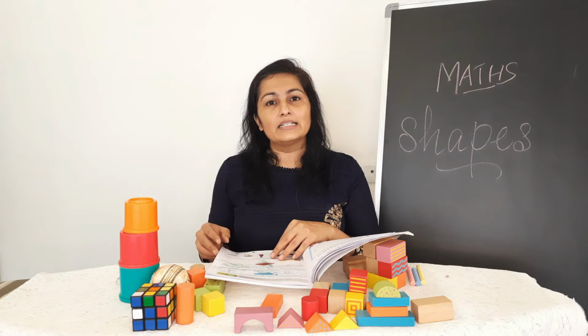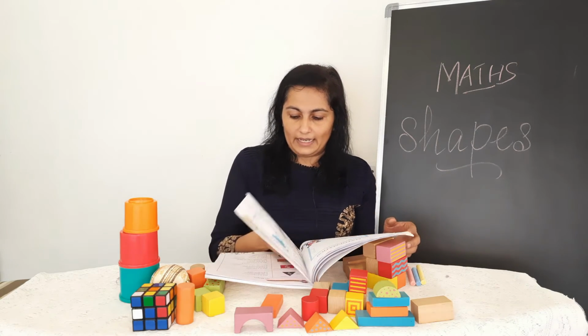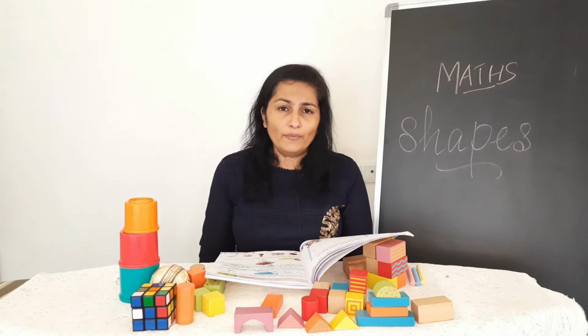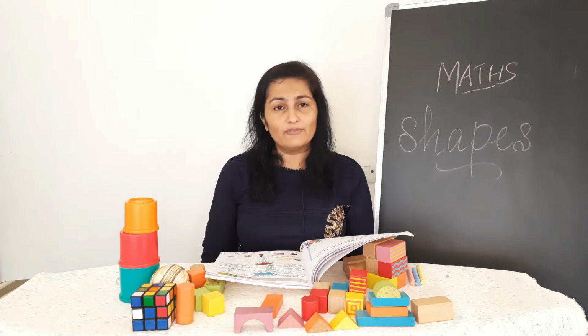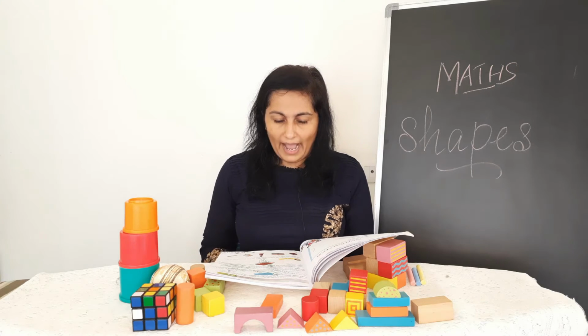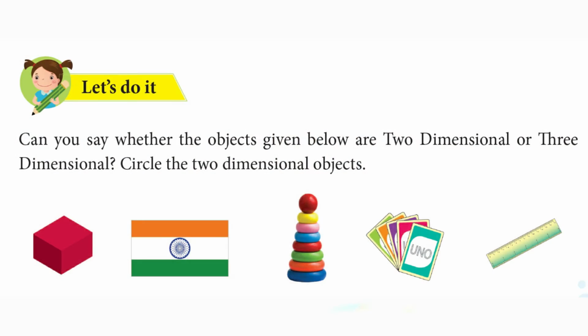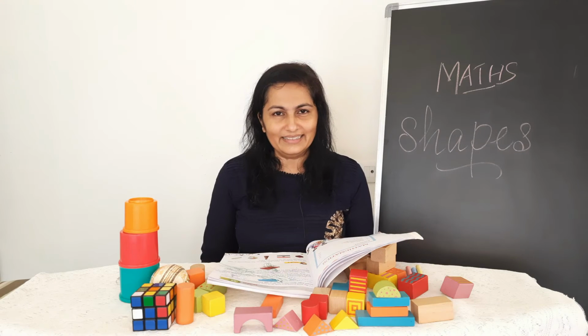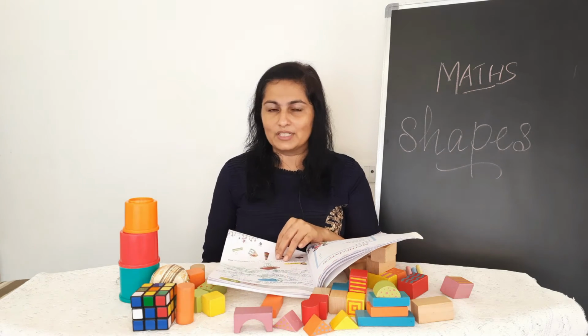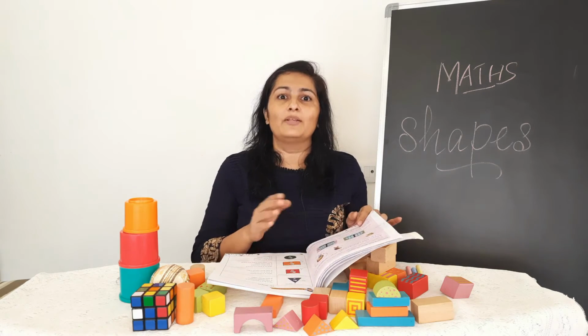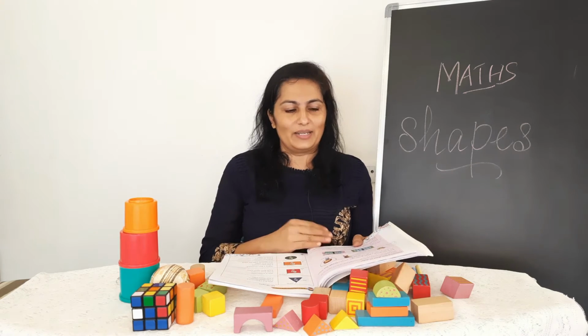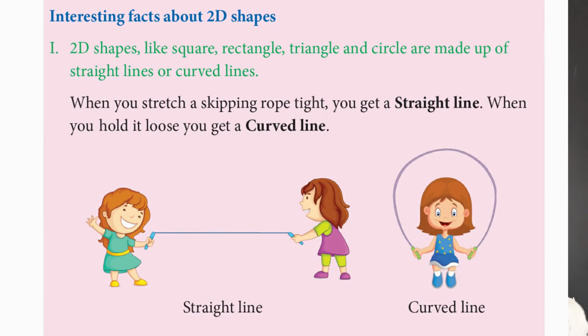Okay, so now let's turn to the next page in our textbook. Before we go to the next page, on page number 41 itself, we have an activity. Can you say whether the objects given below are two-dimensional or three-dimensional? Circle the two-dimensional objects. It's easy, right? You will now know which is a plane and which is a solid shape, and you will be able to circle the 2D shapes.